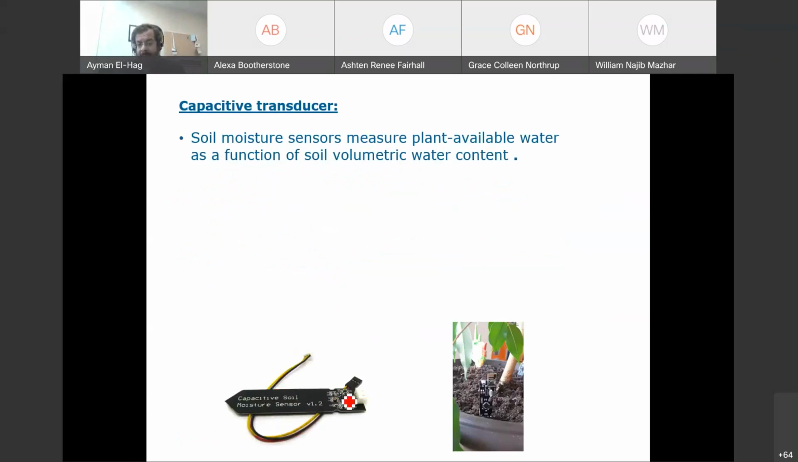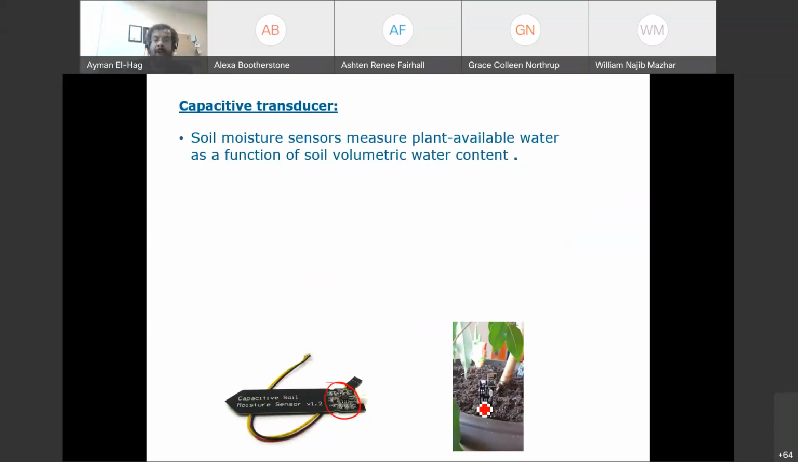This is how it looks. Of course, there is some electronics here to do the conversion, any calibration, and how to present the results. So there is always certain electronics. And here you see the sensor we just inserted in the soil.